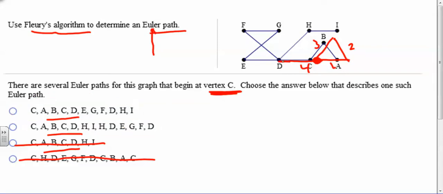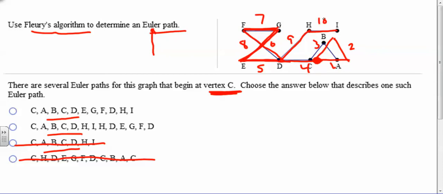So we're at D, so we don't want to go to H, and you could either go to F or E at this point. So let's just say we go to E, and if you go to E, that's our 5th edge, and consider it gone now. And then after E, you only have one place to go, all the way to G. That's our 6th edge. And then to F is our 7th edge, and FD is our 8th edge. And now we can go up to H and then I.